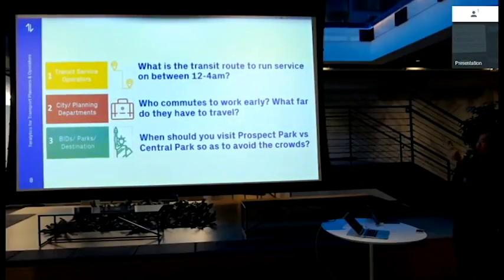The second question is for city planning governments: who commutes to work really early, who wakes up really early to go to work? It's probably taking them a long time. How long do they have to travel to get there?